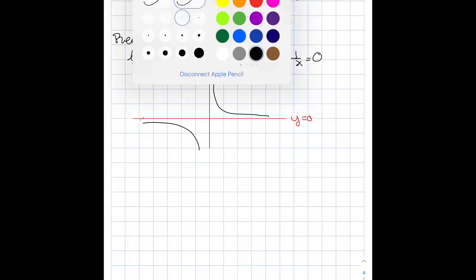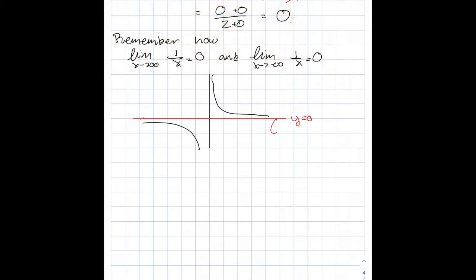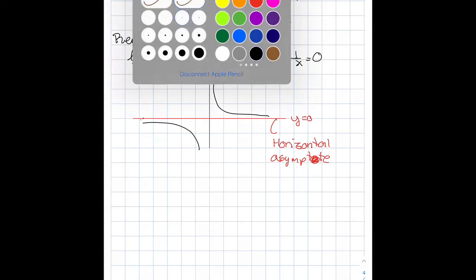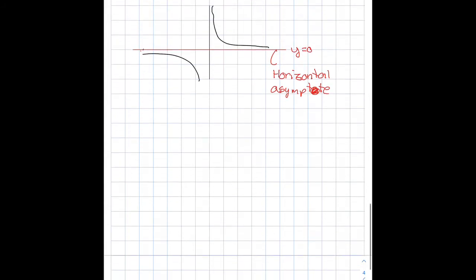We call that the horizontal asymptote. Like horizon, you look out on the horizon, it goes this way, horizontal asymptote. Spelled that wrong. There we go. So that's what we call a horizontal asymptote, and we can define that a little bit better.